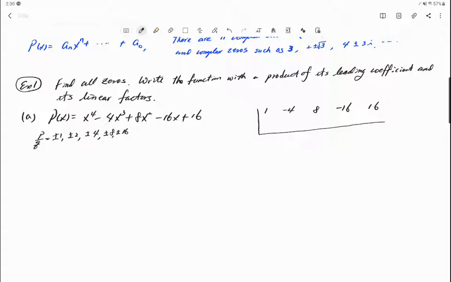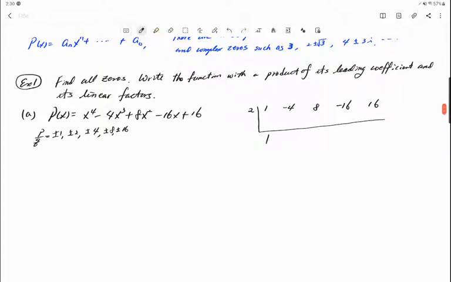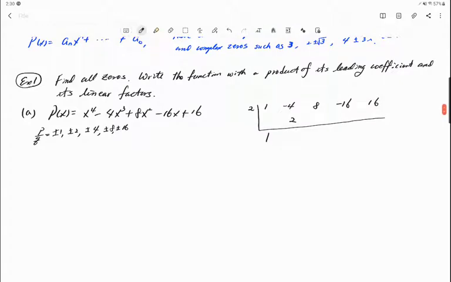Okay, starting from 1, 1 and -1 do not make the remainder 0. If you try 1 and -1, you will see that the remainder is not 0. I just want to save time, so let's try starting from 2. Bring 1 down, multiply, add, multiply, add, negative 8, and then multiply, negative 16. So the remainder is 0, right? Since 2 makes the remainder 0, 2 is a solution.